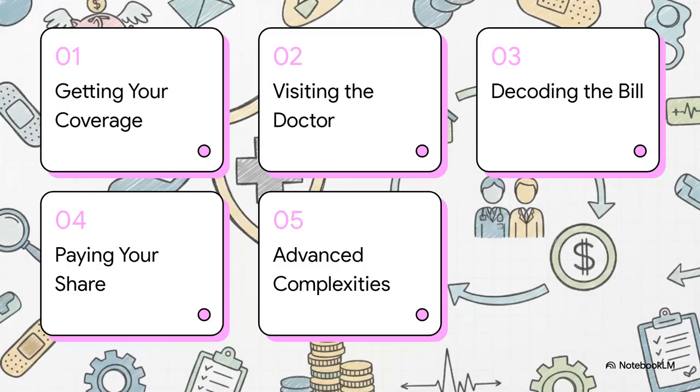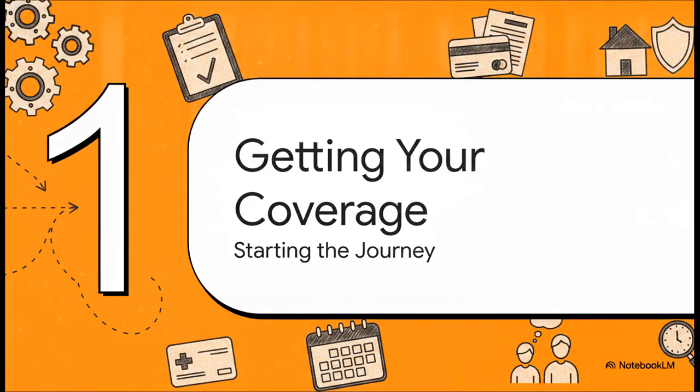To get through this dense glossary, we've organized everything chronologically into 5 easy steps. 1. Getting your coverage. 2. Visiting the doctor. 3. Decoding that medical bill. 4. Paying your share. And finally, 5. Navigating advanced complexities. Let's kick things off with Section 1, Getting Your Coverage.